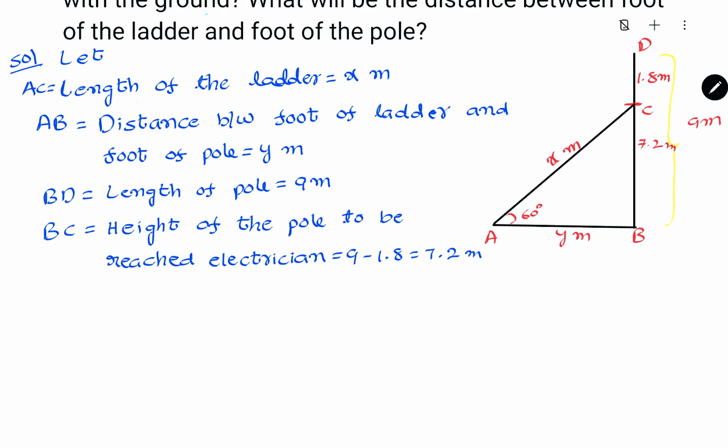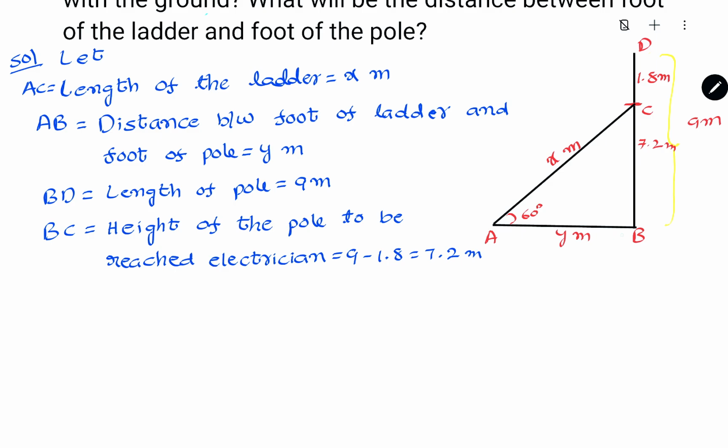Let AC is equal to length of the ladder x meters. Here AB is equal to distance between foot of ladder and foot of pole is equal to y meters. BD is equal to length of pole 9 meters. BC is equal to height of the pole to be reached by the electrician is equal to 9 minus 1.8 is equal to 7.2 meters. For this angle 60 degrees we have opposite side and we need to find adjacent.